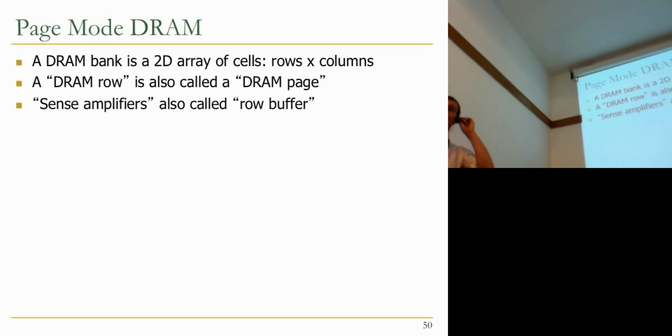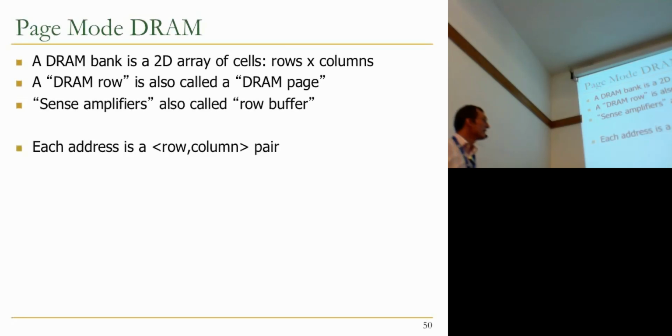So today what we have is page mode DRAM, and I'll explain what that is. It's an unfortunate name, I think. But a DRAM bank is a 2-dimensional array of cells, rows and columns. Remember that picture that I showed you earlier? A DRAM row is also called a DRAM page. This has nothing to do with a virtual memory page. So we have sense amplifiers that sense the entire row, and these are also called the row buffer. Some people call it the page buffer also. Each address that you send to DRAM is a row, comma, column pair. And you can have the bank address specified as well, of course.